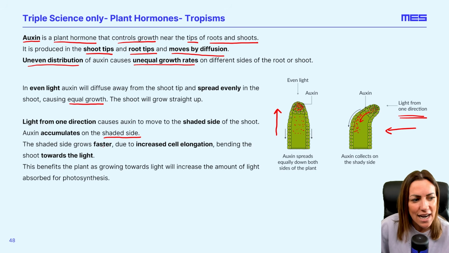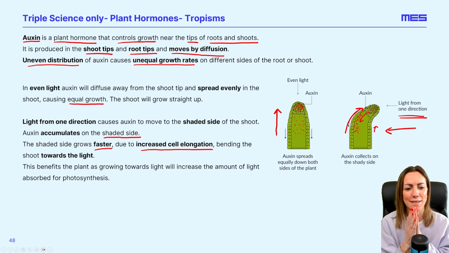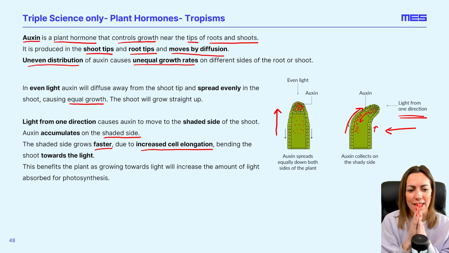And this means that the shaded side grows faster than the brightly lit side because the cells will get longer on the shaded side. So if you imagine this side is growing faster than this side, that causes the shoot to bend towards the light. I'm going to show you this with my hands. This is what I do in lessons. So if you've got more auxin on this side and auxin is stimulating growth in the shoots, this is the shaded side.